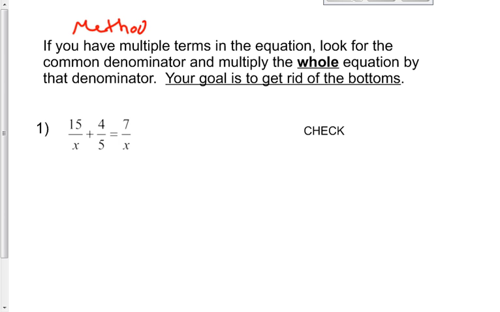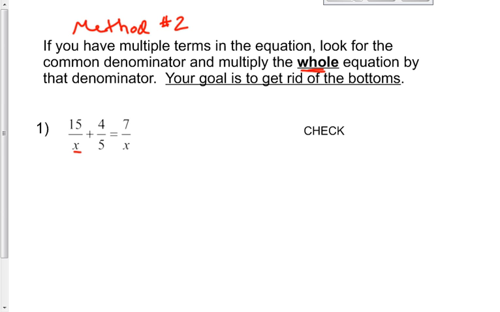If you do not have just one term on the left and one term on the right, see here you've got 2 terms on the left, what we need to do is look for a common denominator. Just like when we were adding or subtracting fractions, we were looking for a common denominator. We take that denominator and multiply it by the entire equation, the whole equation. We're going to multiply once on the left side of the equation, once on the right side. And again, our goal is to get rid of the denominators.